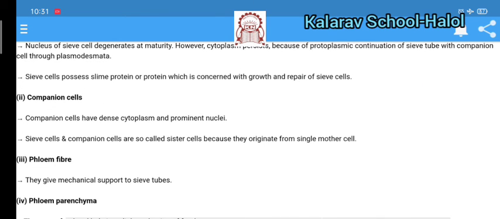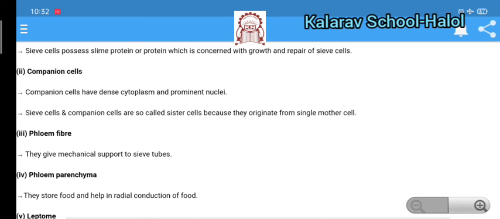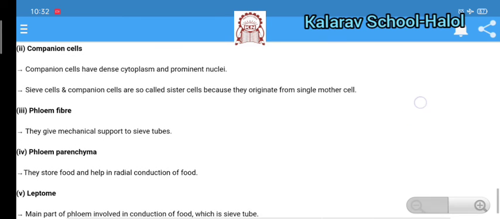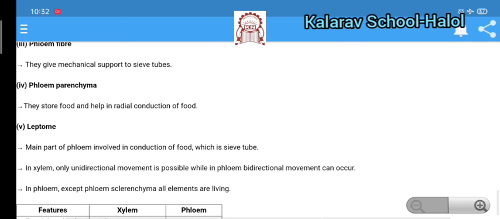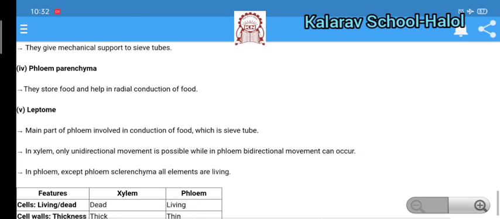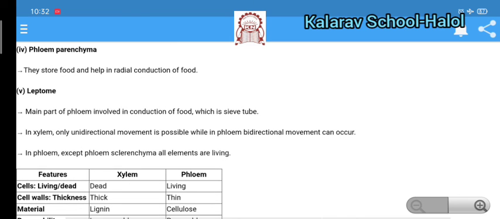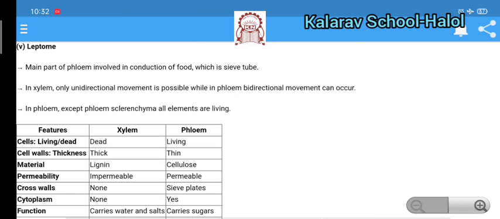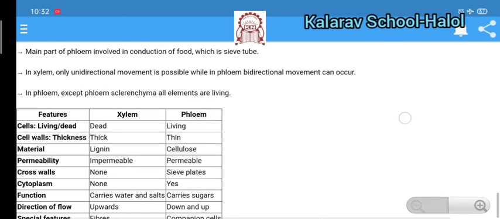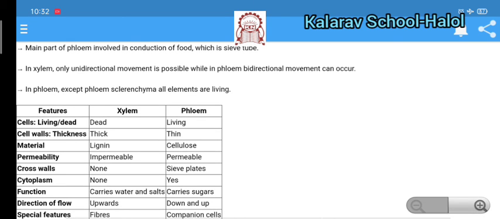Companion cells have dense cytoplasm and prominent nuclei. Sieve cells and companion cells are called sister cells because they originate from a single mother cell. Phloem fibers give mechanical support. Phloem parenchyma store and help in radial conduction of food. Leptome is the main part involved in the conduction of food, which is the sieve tube. In xylem, only unidirectional movement is possible, but in phloem bidirectional movement also occurs. In phloem, except phloem parenchyma, all elements are living.